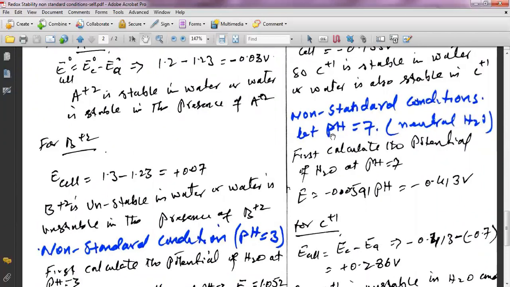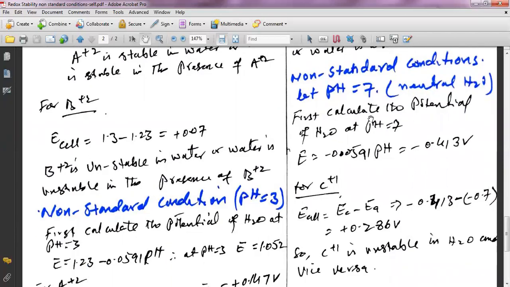So as a reference, I am just using different pH. You can use any pH to decide the stability of the metal ions in the presence of the water. So in the pH 7, that means it is neutral water. So actually this is the water you are going to use at the laboratory, and it is not the standard condition. These are the non-standard conditions because the pH is 7. That means the hydrogen ion concentration is 10 to the power minus 7, not the unit concentration.